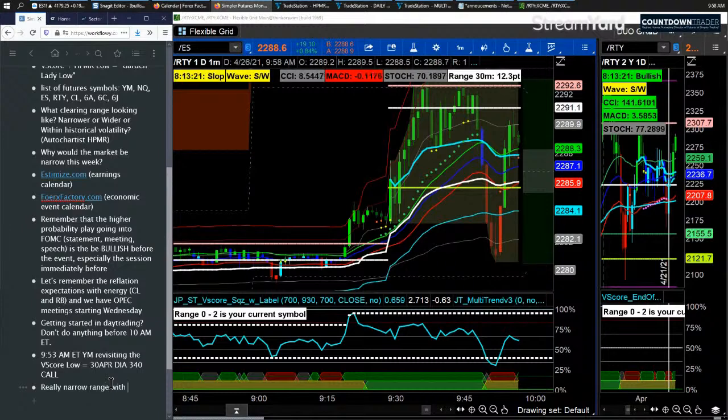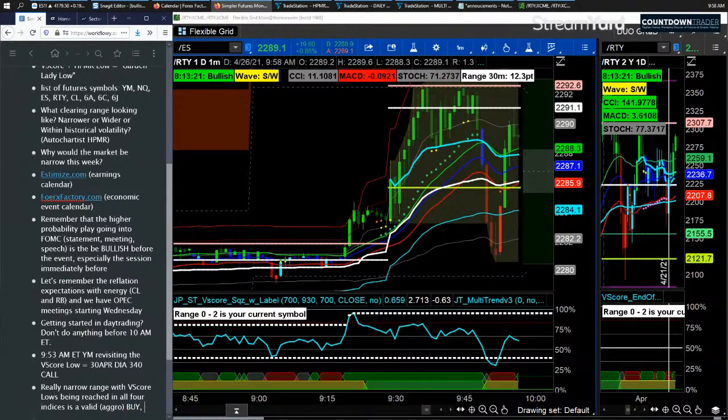Really narrow range with V-score lows being reached in all 4 indices. So again, that aggro window has triggered all 4 of these as a buy down at that level. All right. So the narrow range of the V-score low being reached in all 4 indices is a valid but aggro, right? Anything before 10 is aggro. Aggro buy.